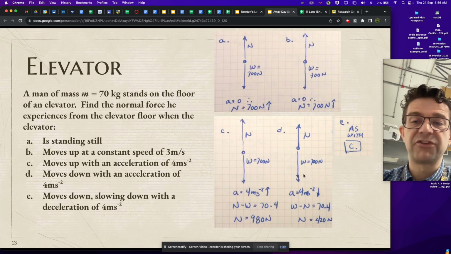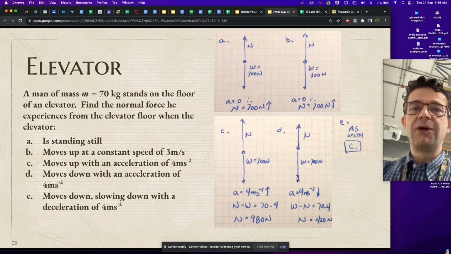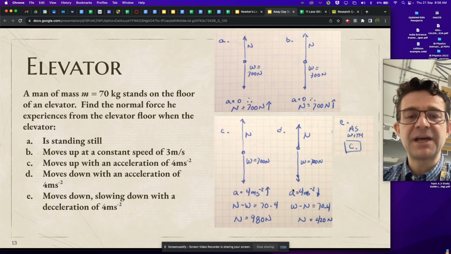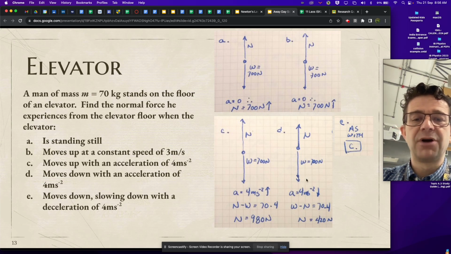The normal force is a little bit smaller as you accelerate downward. This is what happens to you when you are on the top floor of a building and the elevator starts to move down. There's this moment where you feel a little bit lighter and you lift up. And so your normal force is a little bit smaller.